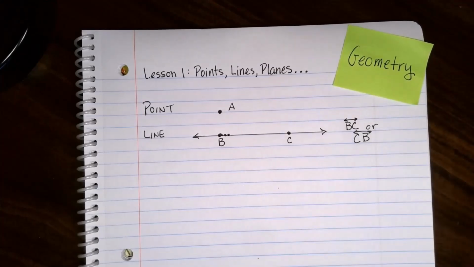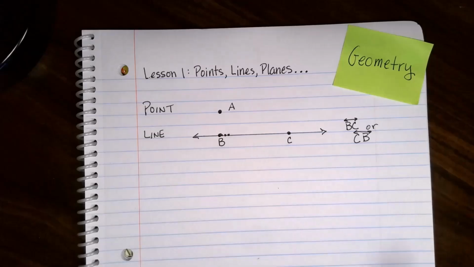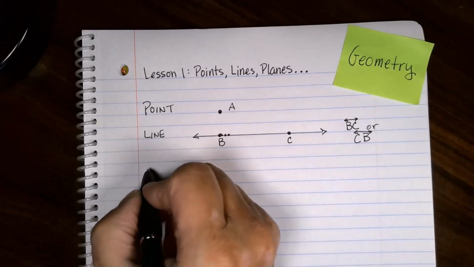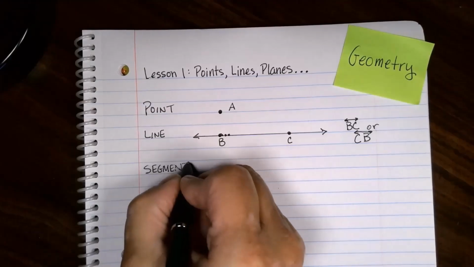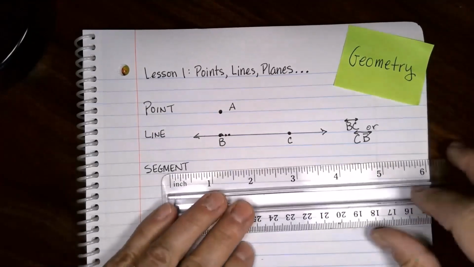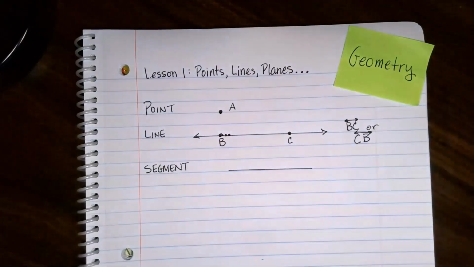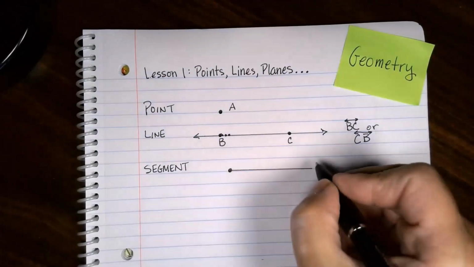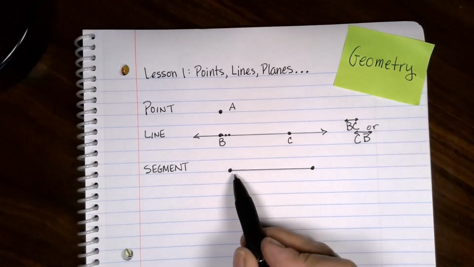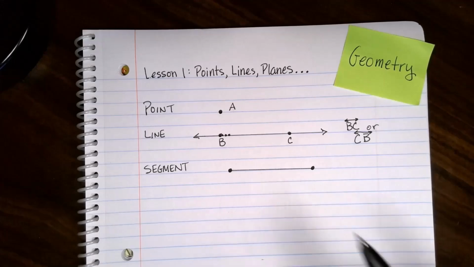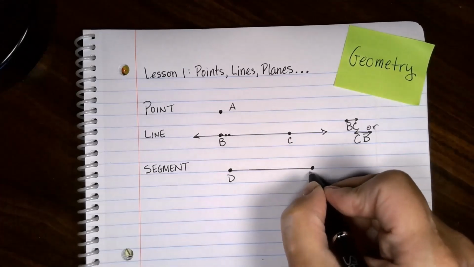And let's say you don't want to use the entire line going forever and ever in both directions, but you want to just talk about a piece of it. That would be called a line segment. And so it doesn't go forever and ever in both directions. In fact, it has endpoints. It can go back and forth, so I can't say this is the start point and that's the end point. We just call them both endpoints. I'll label this one D and that one E.